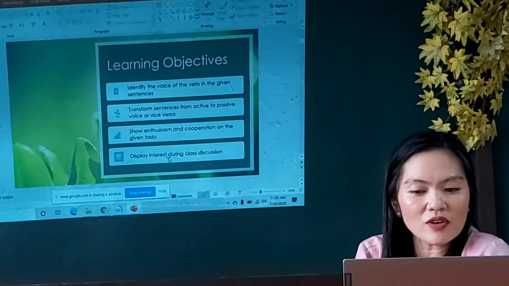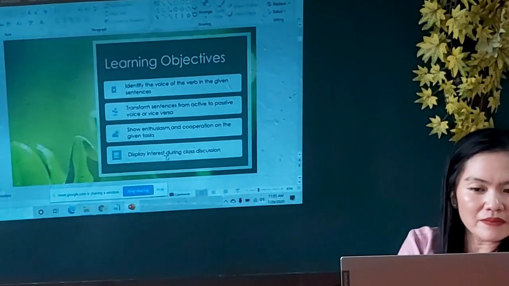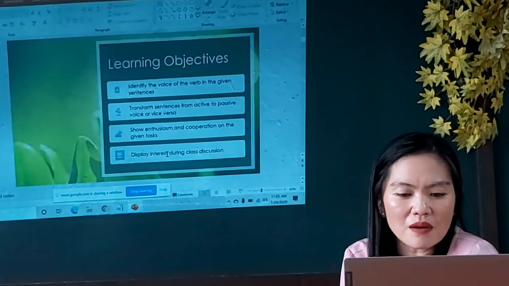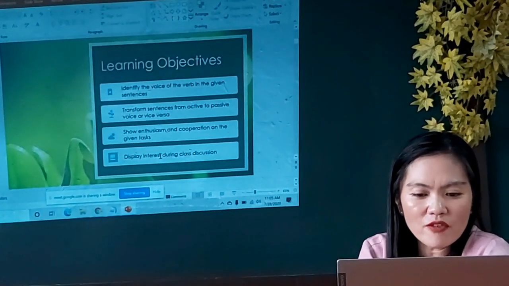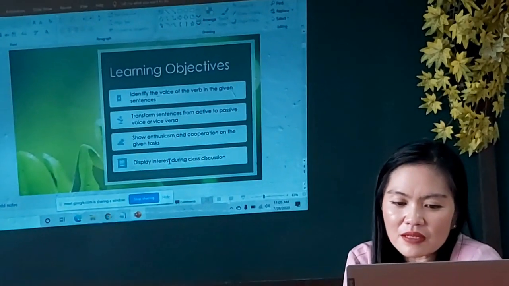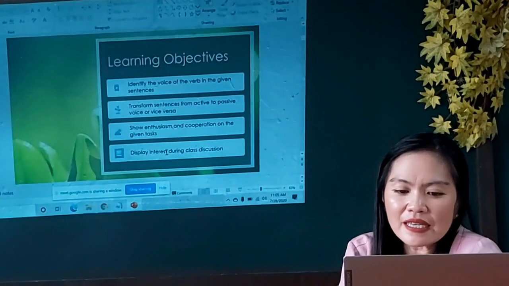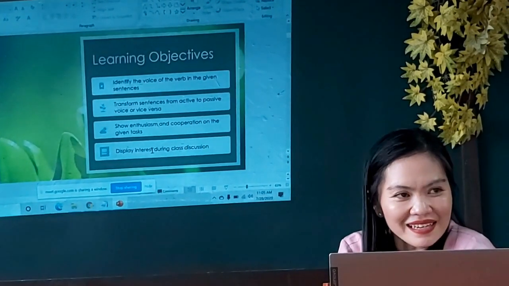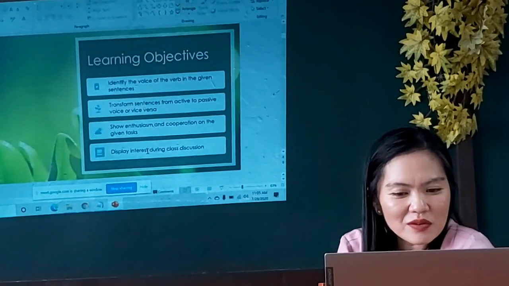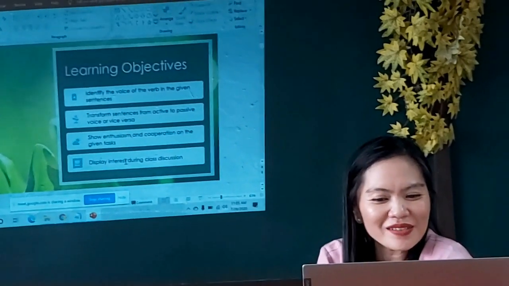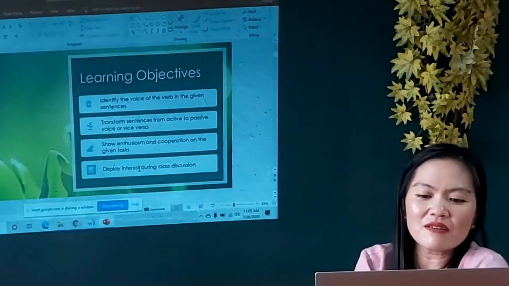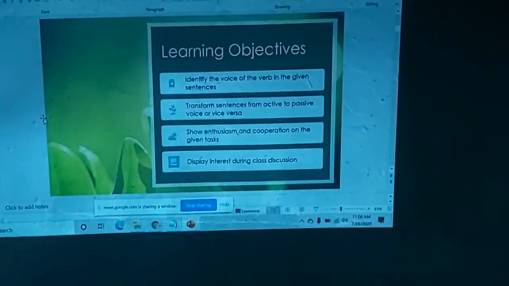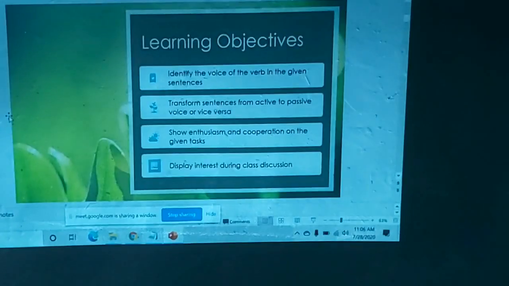One, we're going to identify the voice of the verb in the given sentences. Two, transform sentences from active to passive voice or vice versa. Please read number three for me. Anyone from the class? Show enthusiasm and cooperation on the given task. Say it again, enthusiasm. The last one: display interest during the class discussion.